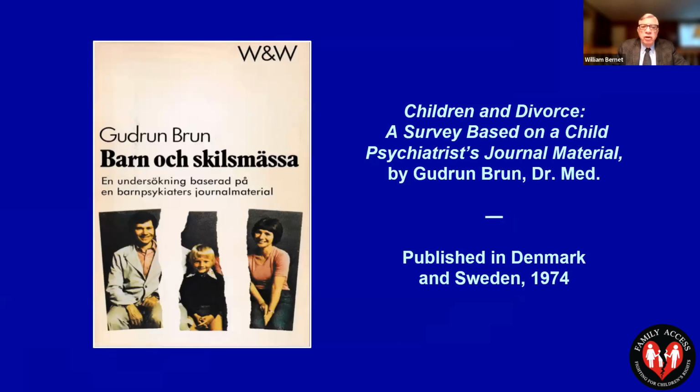This is from the 1970s. And this book was originally published in Denmark and then later in Sweden. And this information was sent to me by one of our colleagues in Sweden, whose name is Jorn Sideval, who's a doctor in Sweden. And he's done research on parental alienation, and he happened to find this book, which is obviously very old. And it's interesting, this book is written by a child psychiatrist in Denmark named Gudrun Brun.